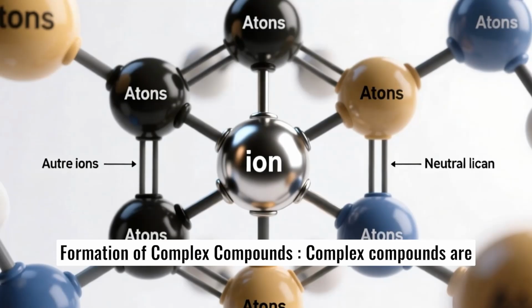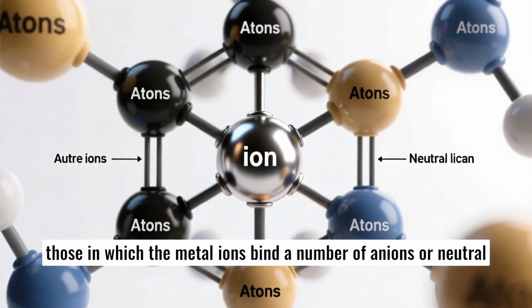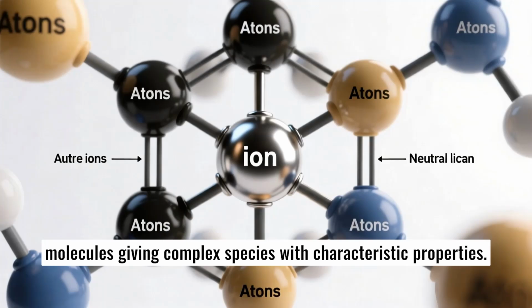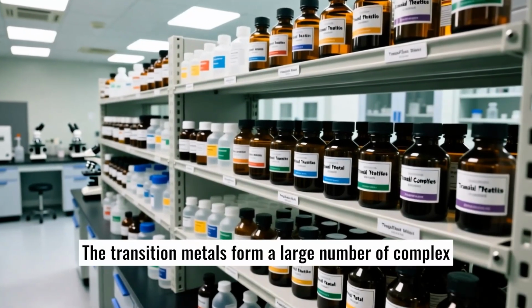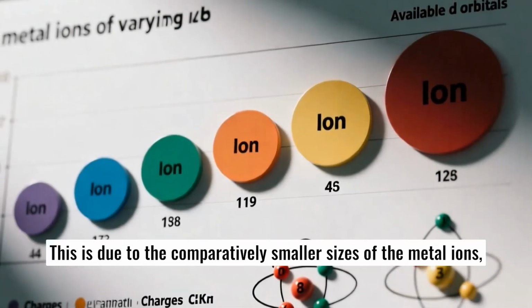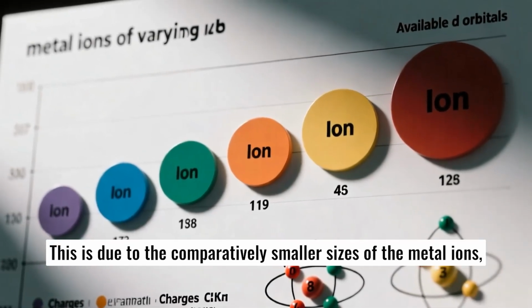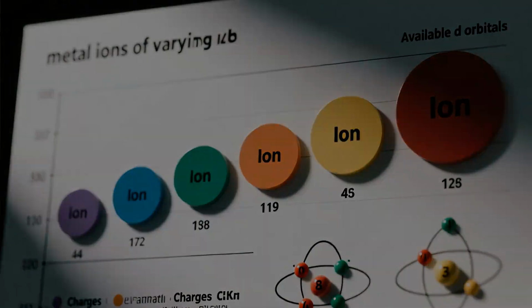Formation of complex compounds. Complex compounds are those in which the metal ions bind a number of anions or neutral molecules, giving complex species with characteristic properties. The transition metals form a large number of complex compounds. This is due to the comparatively smaller sizes of the metal ions, their high ionic charges, and the availability of d orbitals for bond formation.